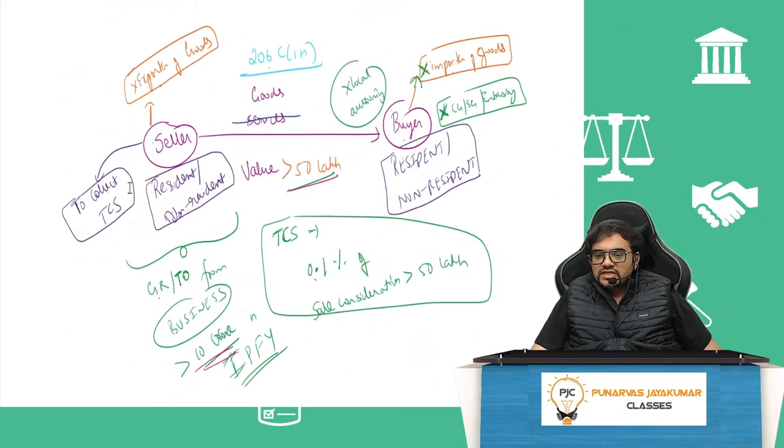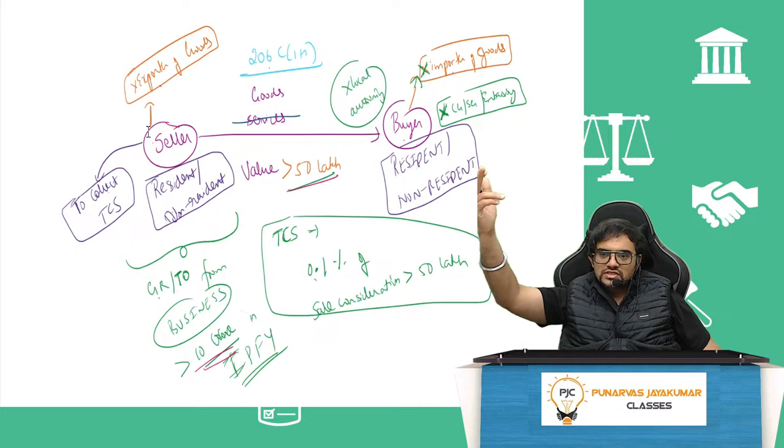And seller can be resident, non-resident. Buyer also can be resident, non-resident. No problem. Value should be more than 50 lakh. Same thing. Goods. Here, who's the seller? Gross receipts or turnover from business should be more than 10 crore in the immediately preceding financial year. Buyer should not be an importer of goods. Buyer should not be state government, central government, etc. Buyer should not be local authority. Buyer can be resident or non-resident. TCS value is 0.1% of sale consideration more than 50 lakh.